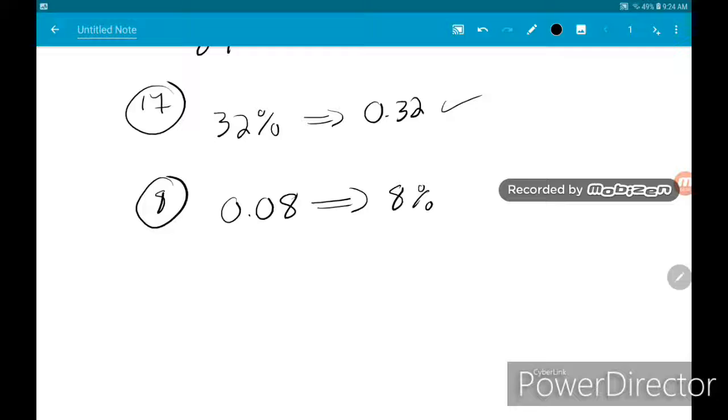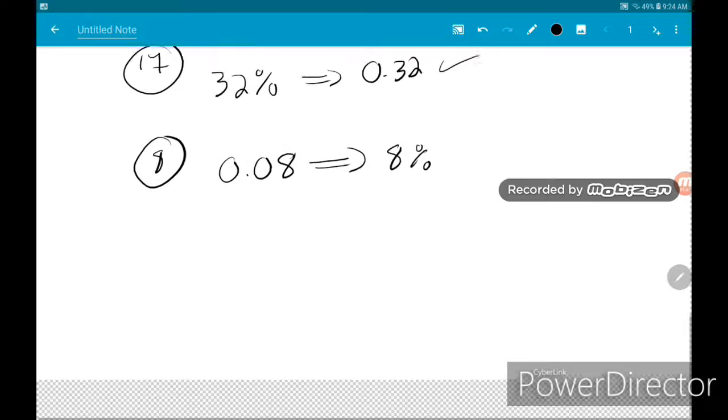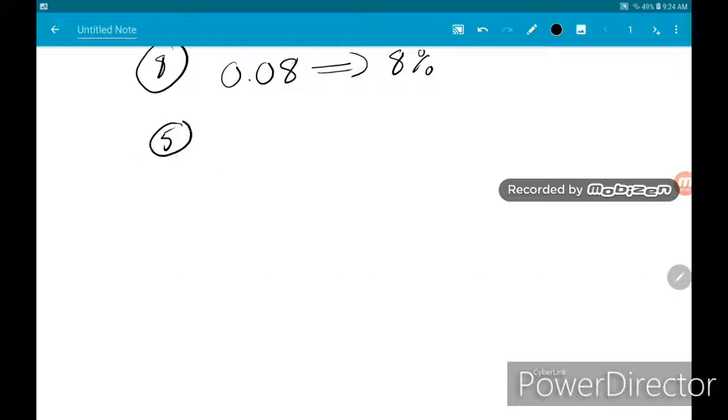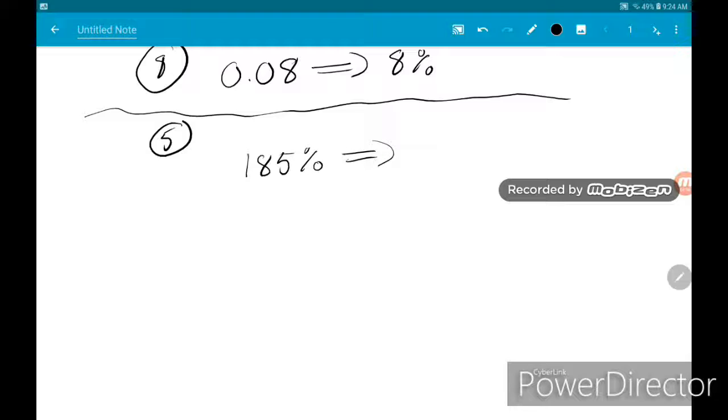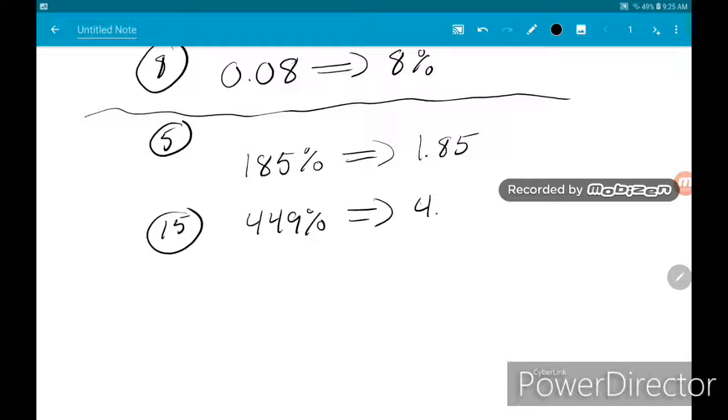It gets a little harder because now they're going to give you numbers in percentages and decimals that are weird. Let's look at the percentages that are weird. Number 5 for that next sheet. The percentage is 185%. I was about to say 1.85. We still move it over twice. So it's 1.85. Just because it's more, we still move it over twice. 15. 449%. 4.49 decimal.